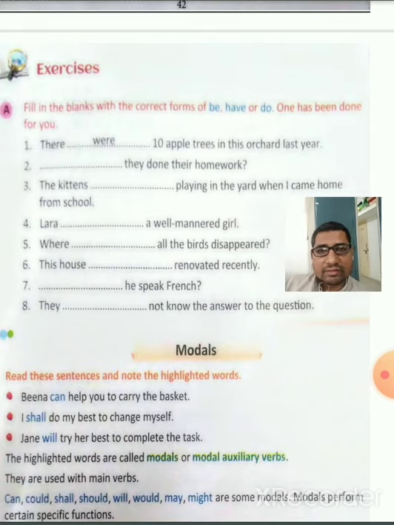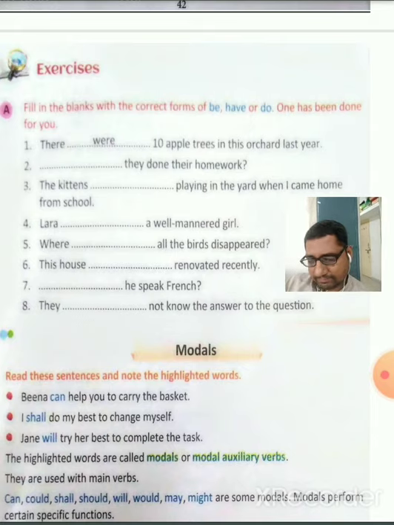Sixth, this house was renovated recently. We can write was renovated recently. You might have was in your answer key, but has cannot be avoided. Okay, this house was renovated. That can also be possible.